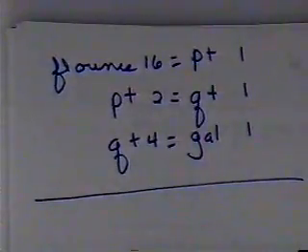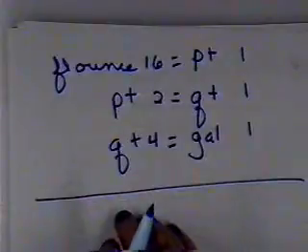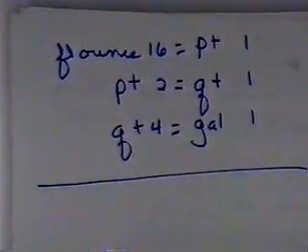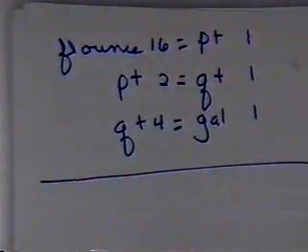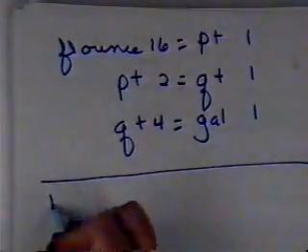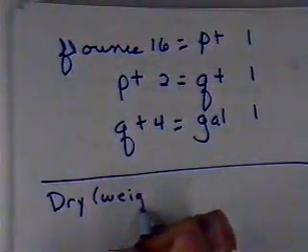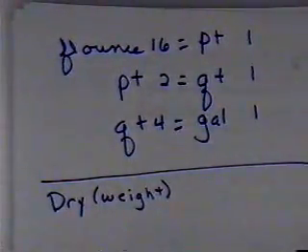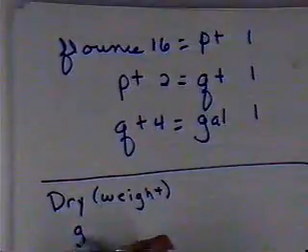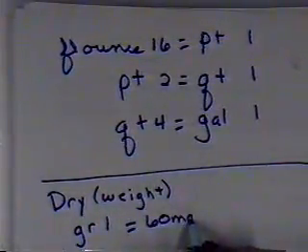Now, this is the only one we memorize within the apothecary system, but sometimes we have to change apothecary to metric. When we have to convert apothecary to the metric system in dry, anything that is dry, that means we're measuring weight. 1 grain is 60 milligrams. So it should be grain 1 is equal to 60 milligrams.